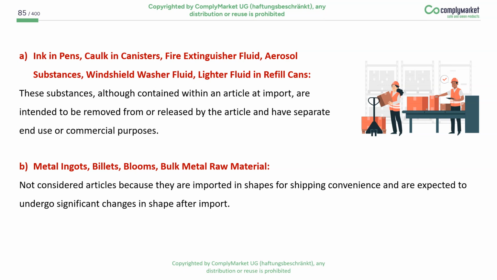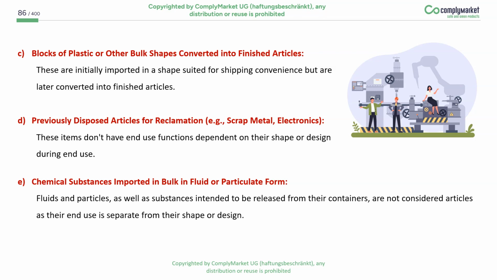We have some cases where we have to consider the item as a mixture: ink in pens, fire extinguishers, aerosol substances. Those substances are contained in an article at import, but the intention is to use the chemical itself, not the article. We need the chemical inside to be released to do its function, and that is considered a mixture. The same goes for metal ingots, pellets, and blooms, which are metal raw materials. That is something we bring and process later for another function, so unfortunately that is a mixture, and then you have to provide complete information. Blocks of plastics or previously disposed articles for reclamation are also mixtures because they are scrap.